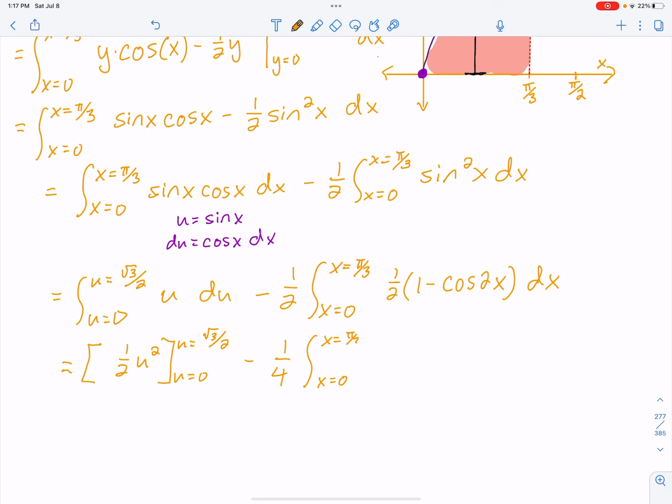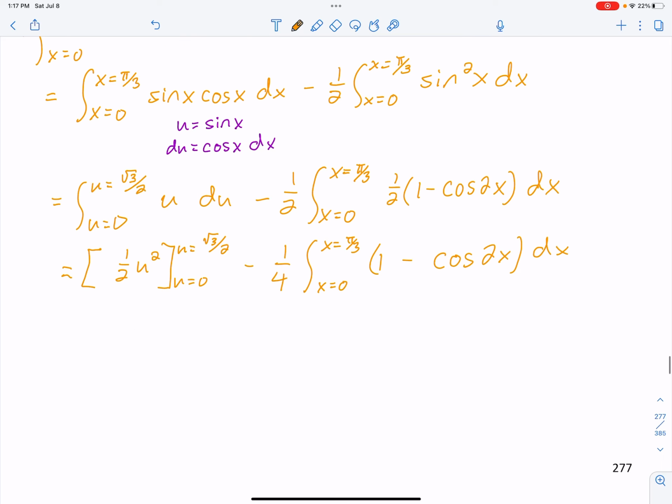So, okay, I got pi over 3. I already pulled out the half, so I got a 1 minus cosine 2x. The reason I didn't want to do a u sub is because I don't need it for that 1. You could separate your integrals again if you'd like and get there. Okay, we can go ahead and plug this stuff in now. I got 1/2 times radical 3 over 2 squared, minus, and then it would be a 0. Okay, so that's nice. Okay, minus 1/4.